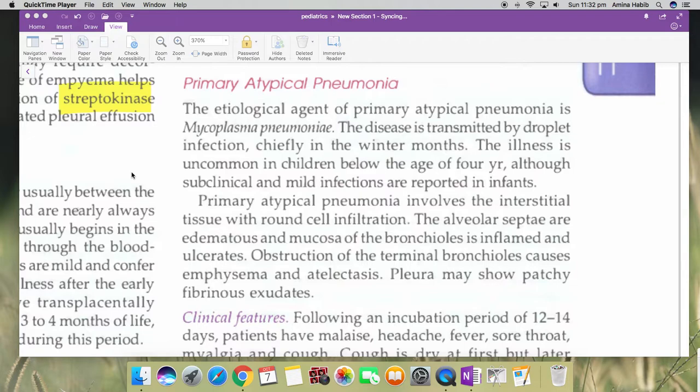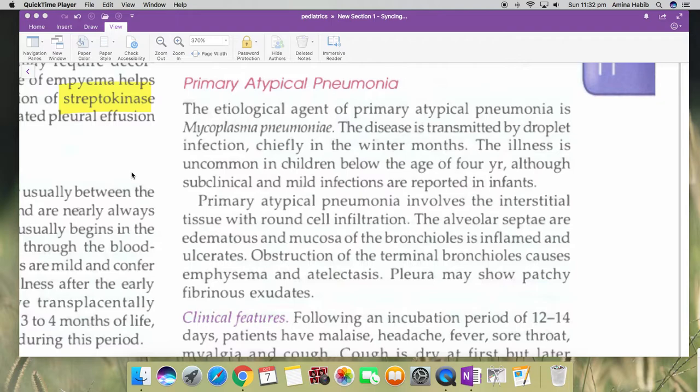So, how will we do the diagnosis? With the detection of IgM antibody by ELISA during the acute stage, and IgG antibodies are present after 1 week. Mycoplasma may be recovered from the pharynx and the sputum, and the diagnosis is confirmed with the help of PCR. How do we treat? We give macrolides, that is erythromycin, azithromycin, or clarithromycin. If not macrolides, you can give tetracyclines for a short period, 7 to 10 days.